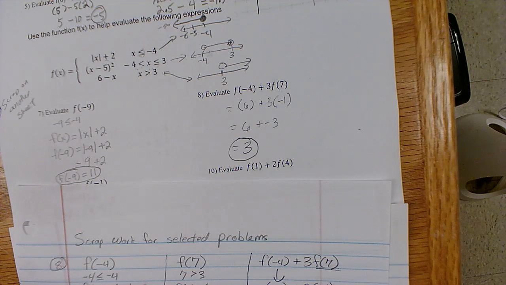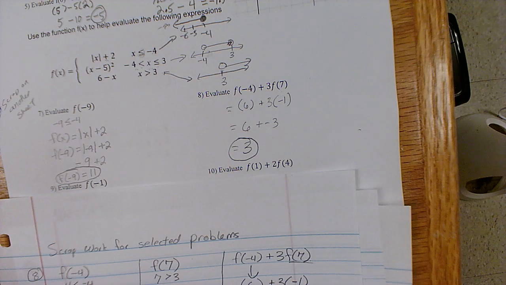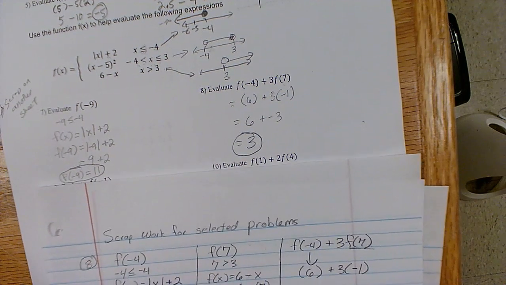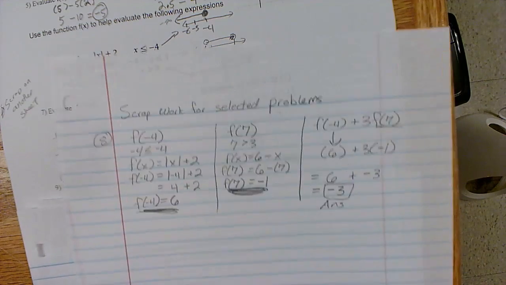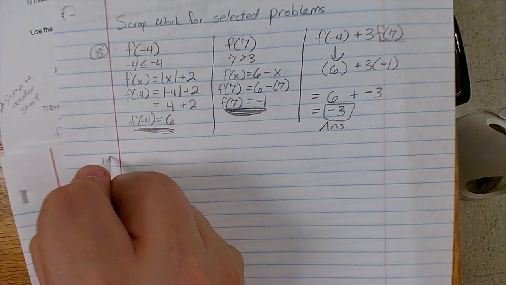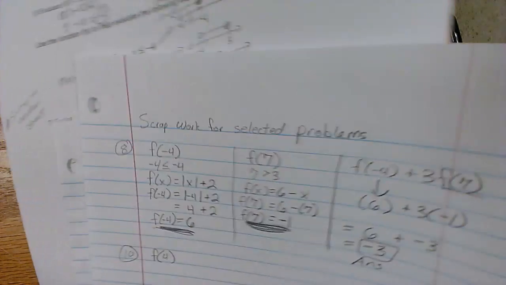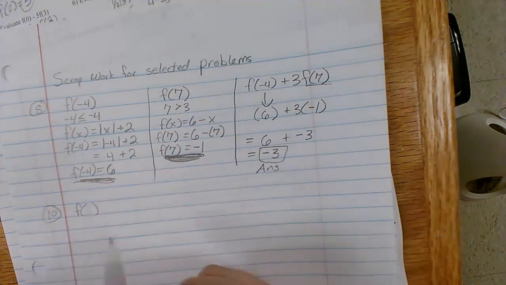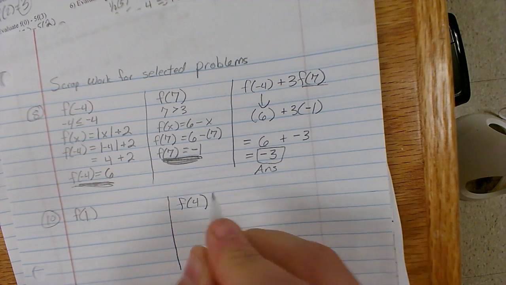So I just rewrote this as the stream of thought you're actually going to do on your worksheet. So moving on to number 10, we will do kind of the same concept. For number 10, we're trying to find f of 1 and f of 4. The first thing we want to do for scrap work is find f of 4, and we're also going to find f of 1. So let's do f of 1 first, and then we're going to find f of 4.